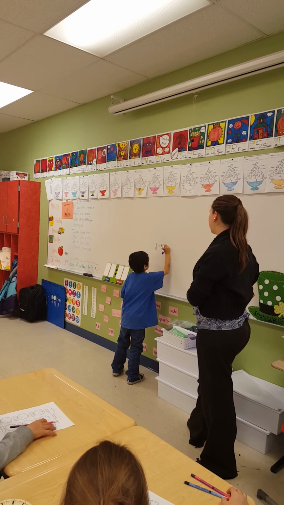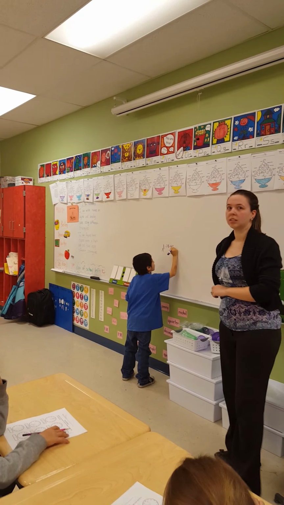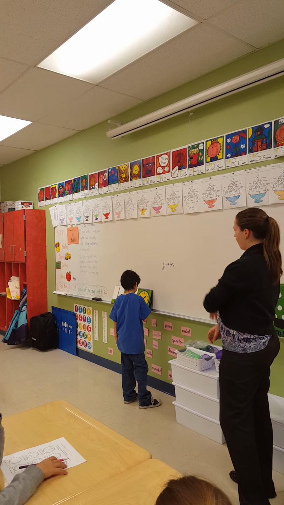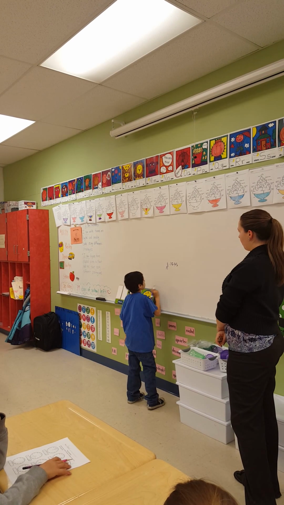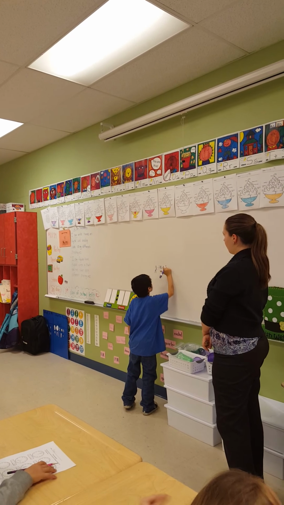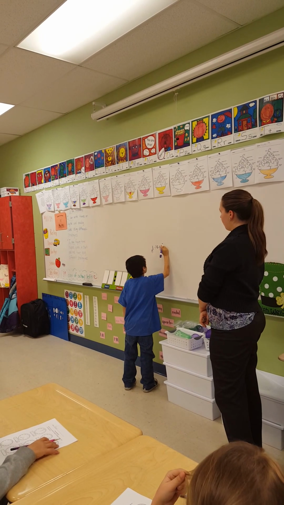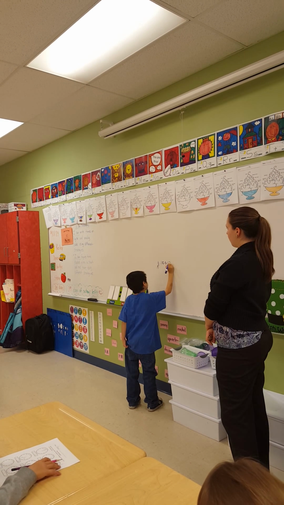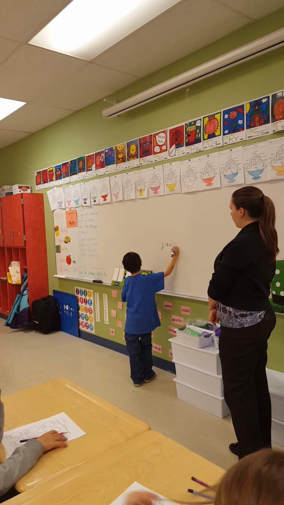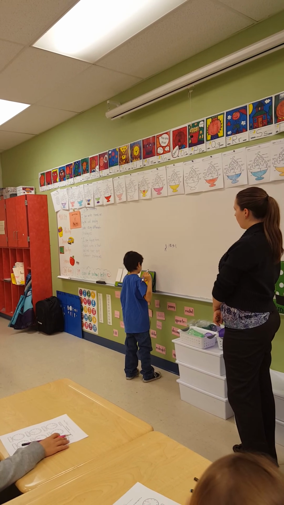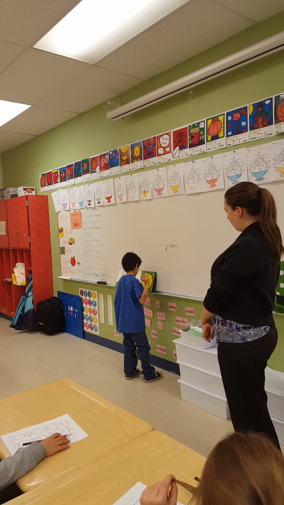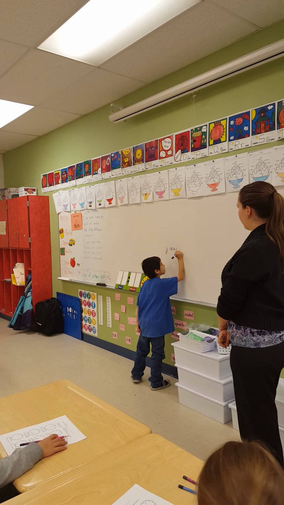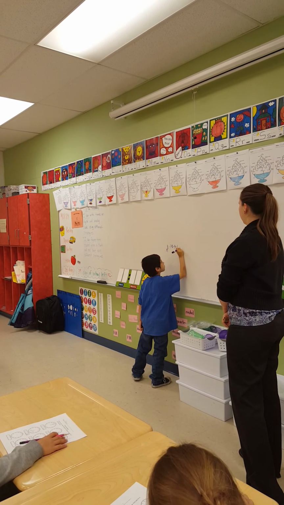I got it. Going backwards. All the way to 50. 4. Yeah, 40 something. And then I counted from 5, 10, 15, 20, 25, 30, 35, 40, 45. And then that's how I got my answer. And it's a 5 after the 4.